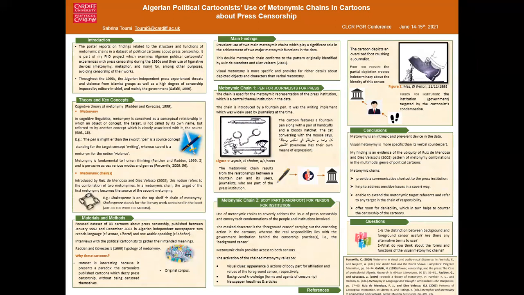The second metonymic chain involves a body part, in either a hand or a foot, which stands for a person, which in turn refers to the institution. Here, the metonymic chain fulfills a more implicit function.